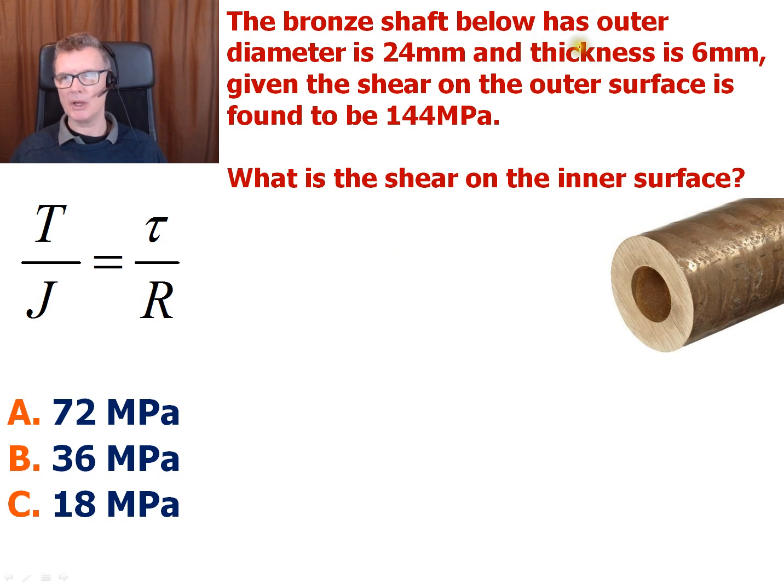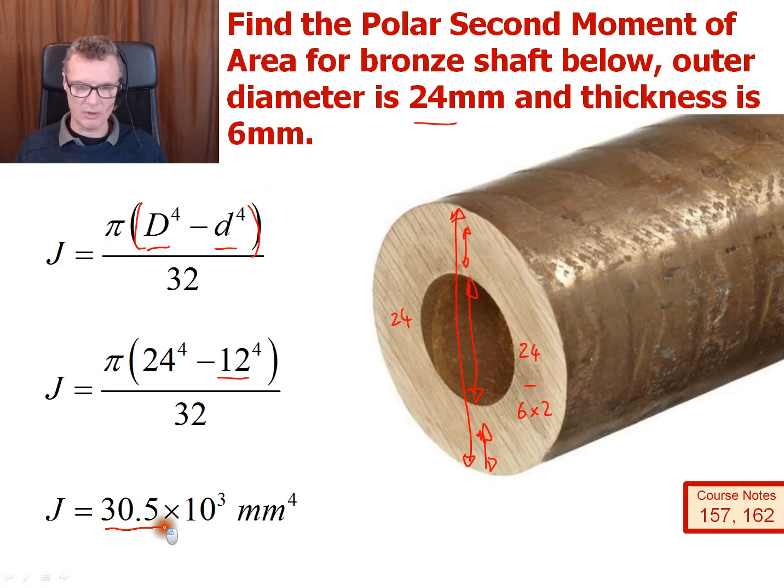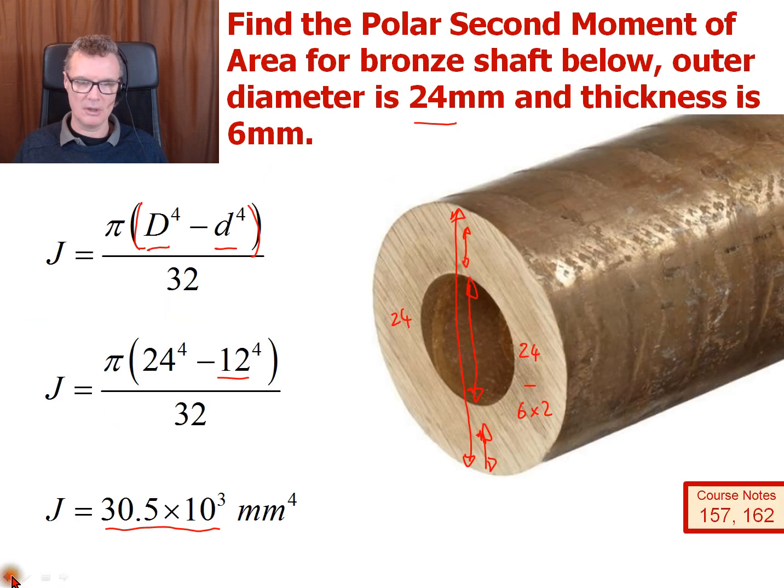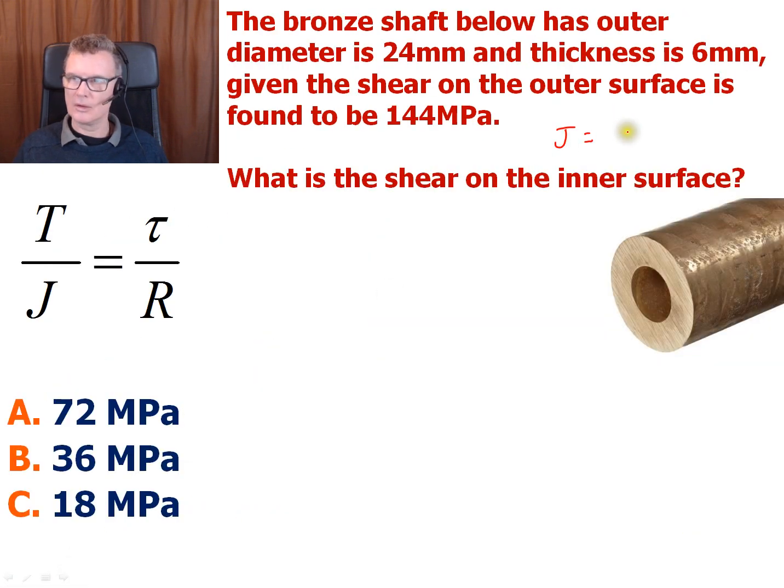The bronze shaft below has an outer diameter of 24, same as before, so we might want to use this number here. So we've got 30.5 times 10 to the 3 millimeters to the power 4. So let's write that down. That might come in handy. What was that again? 30.5 times 10 to the 3, and that's in millimeters to the power 4. Okay.